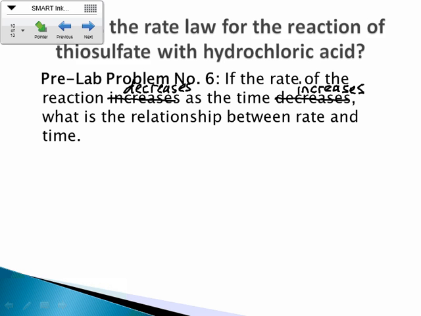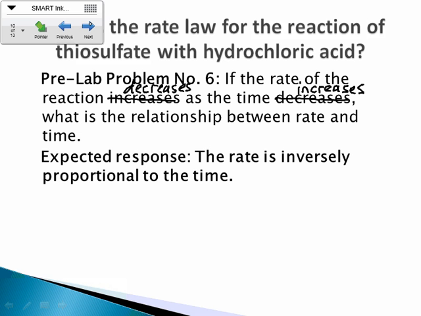Okay, and what's the reason for a reaction slowing down over time? Say that again. Okay, because the concentration of the reactants are decreasing, so they're just not hitting each other as often. They're not colliding as often. So then we get less of a reaction there, okay? So the rate is inversely proportional to the time.